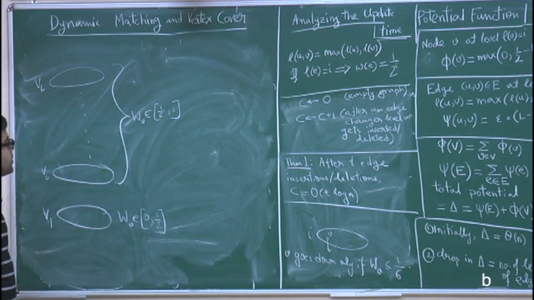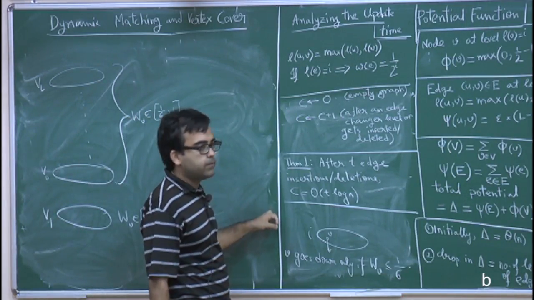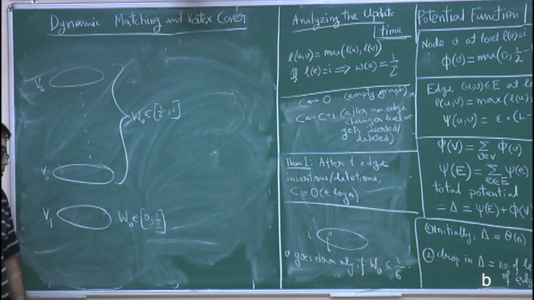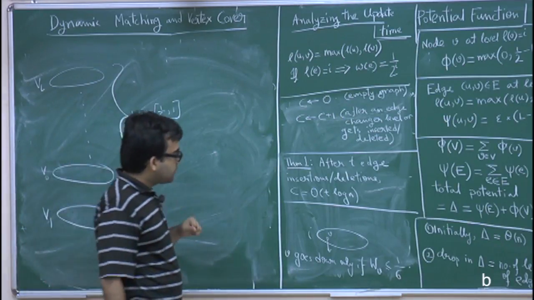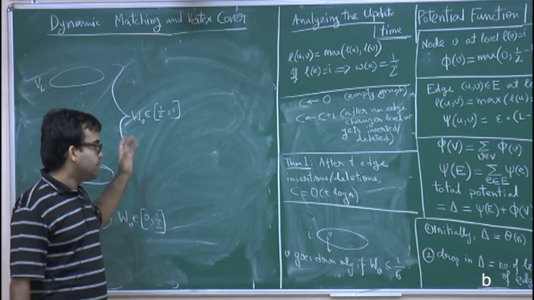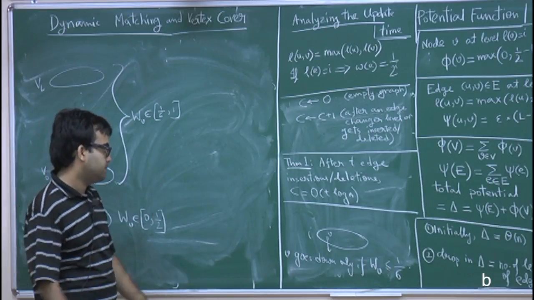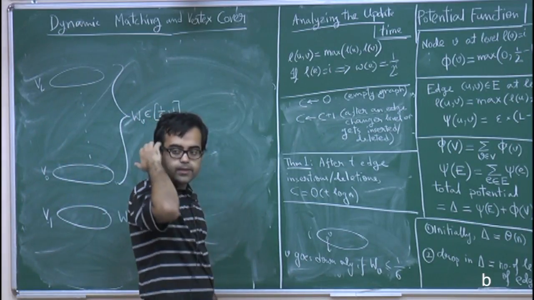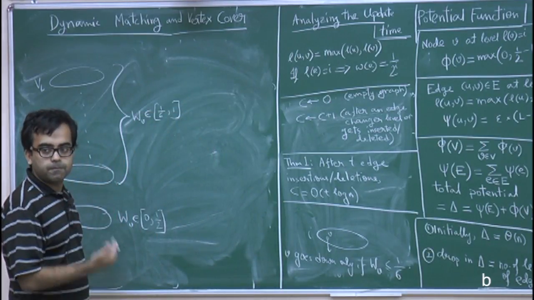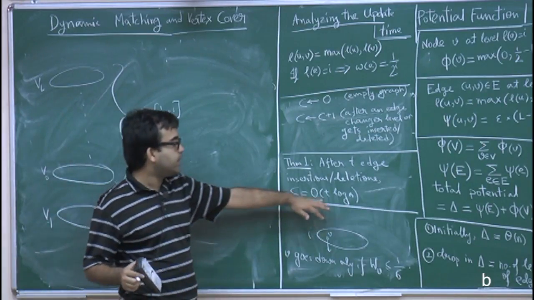What is the intuition behind analyzing the update time? Why should the value of this counter be small? Okay, here is the first attempt. Suppose we say that during the lifetime of an edge, look at the time when it is inserted and the time when it is deleted. This interval is its lifetime. Suppose we say that during the lifetime of an edge, its level can only go up. Okay. If we can prove that, will we get this bound?